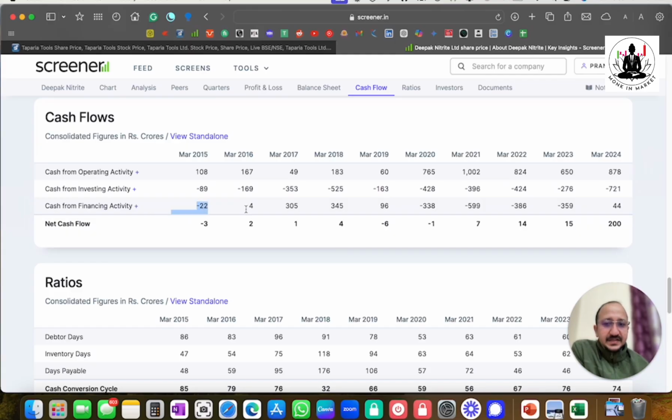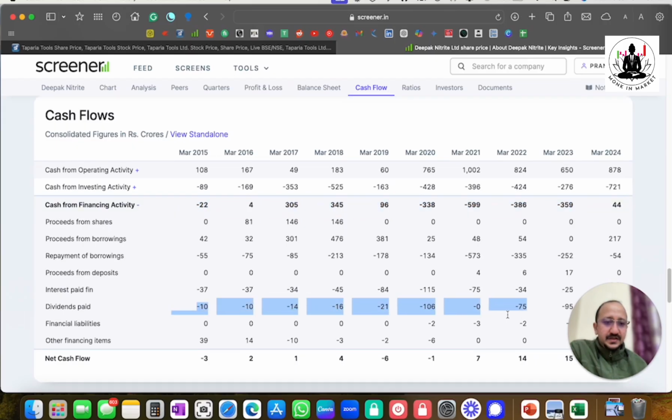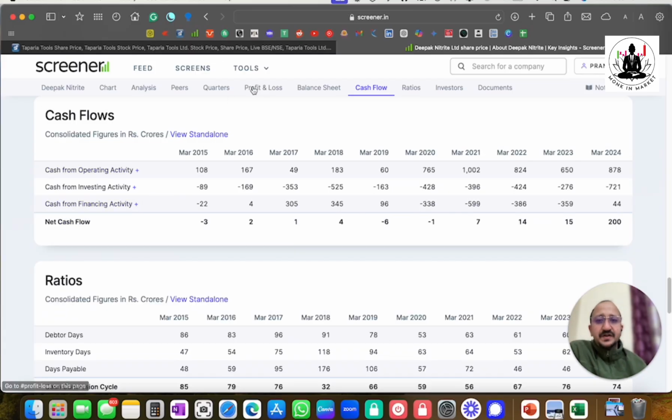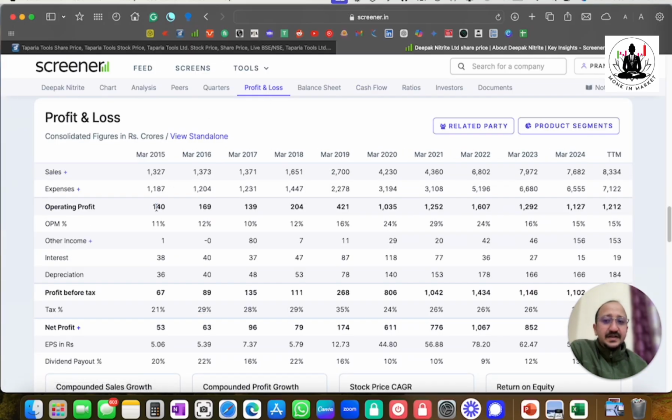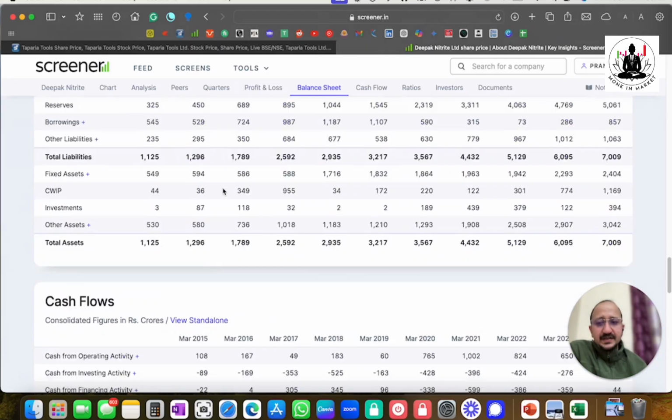Now, financing activities, sometimes positive, sometimes negative. So let's see, have they given any dividends? So the dividend payment is okay. Fine, they are trying to pay the dividends as well. Repayment towards the loans. Absolutely, they are trying to overcome whatever debt they have. So if the company is having good profits, guys, and they are trying to repay the debt, see, profits were good in the profit and loss statement, right? And they're trying to repay the debt, it's fine.